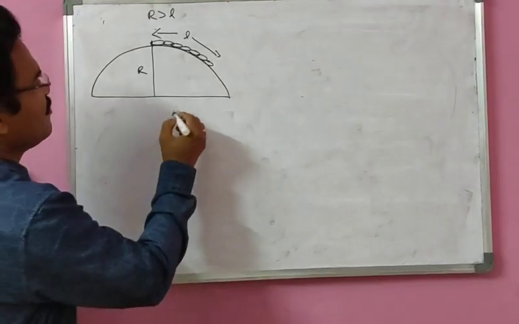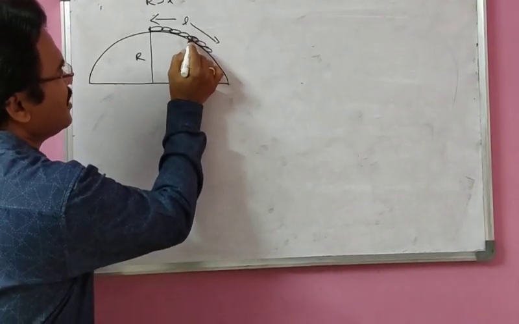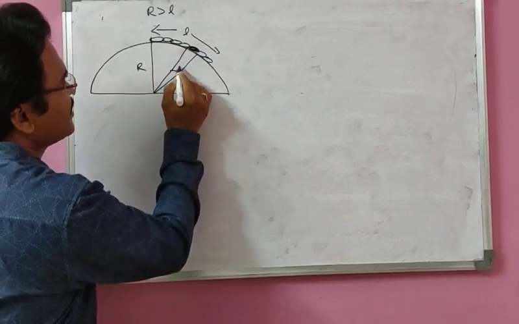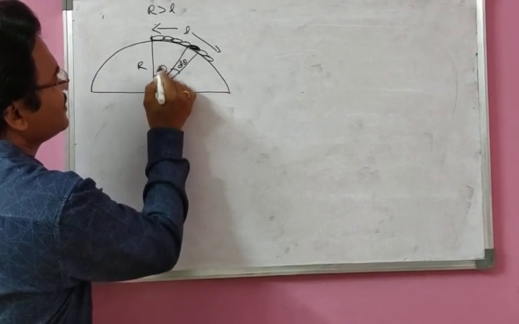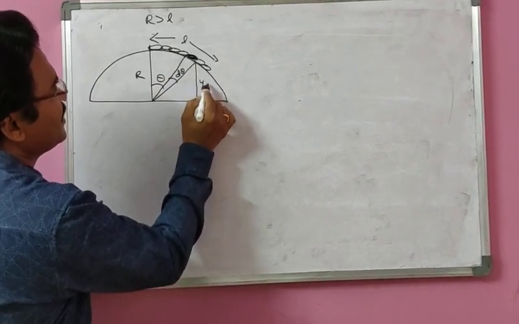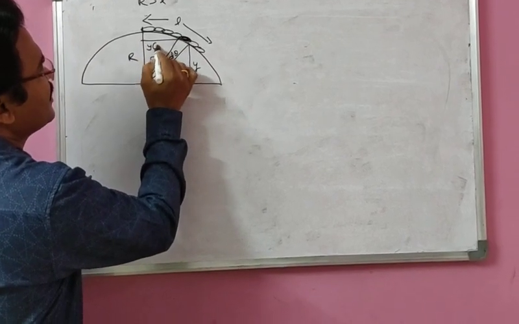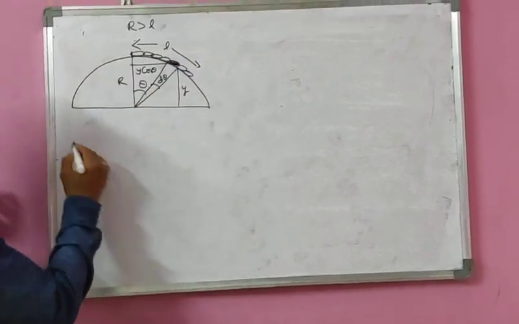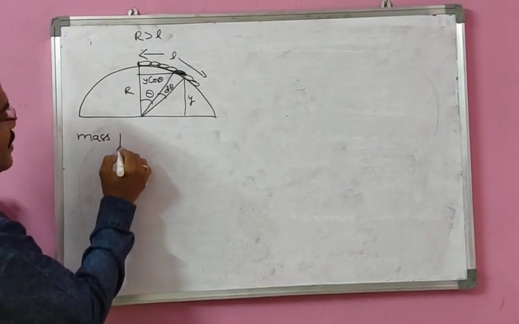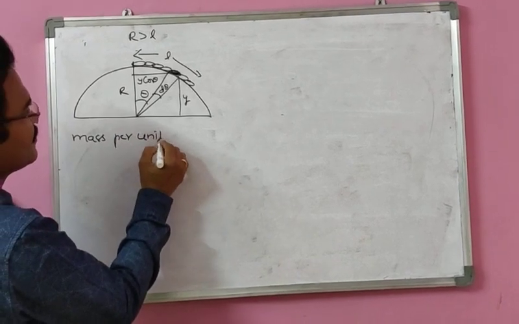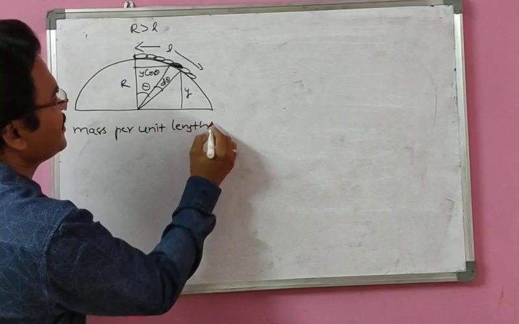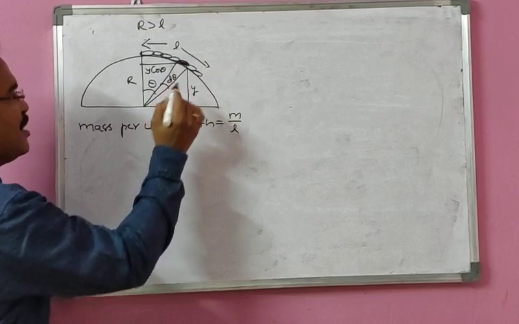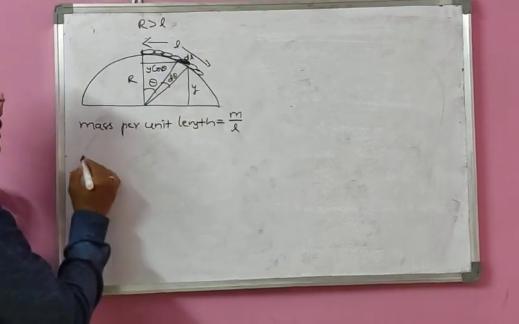To calculate this, I am choosing a small length element of this chain which makes an angle d theta, and here I'm taking theta, this I'm taking as y, and this becomes y cos theta, right? So what is the mass here? Mass per unit length: total mass is m, length is l, therefore m by l. And what is the length of the small element here? This is the small length element dl.